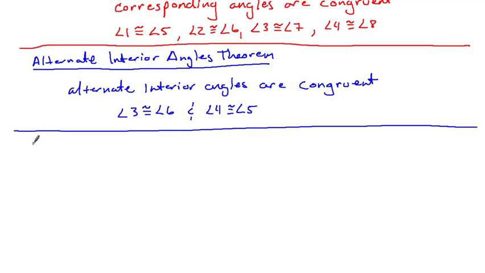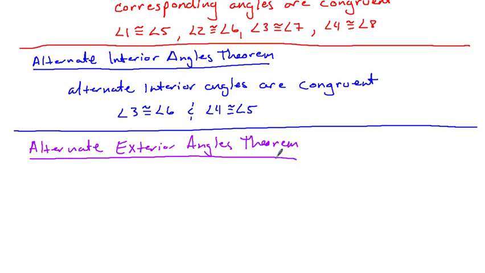All right, next one is our alternate exterior angles theorem. And again, it starts just like the others, and you're going to have to memorize this. If two parallel lines are cut by a transversal, then alternate exterior angles are congruent.